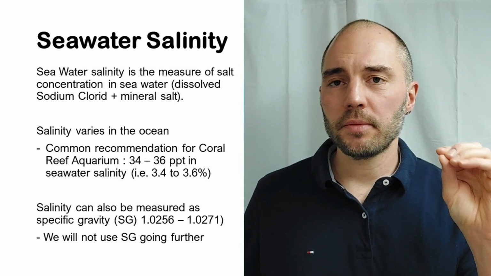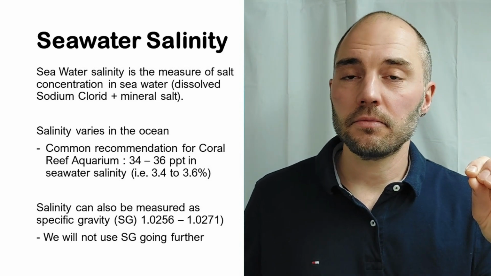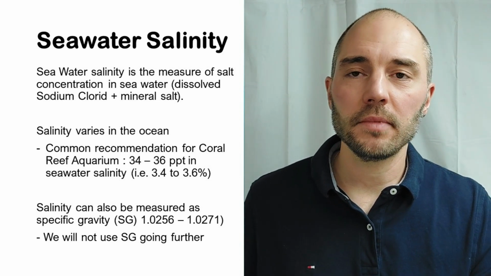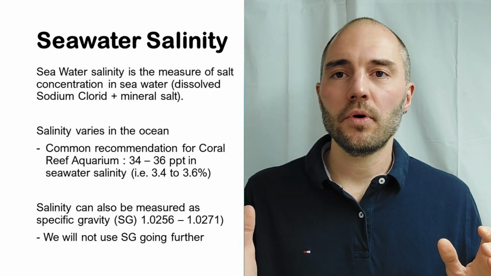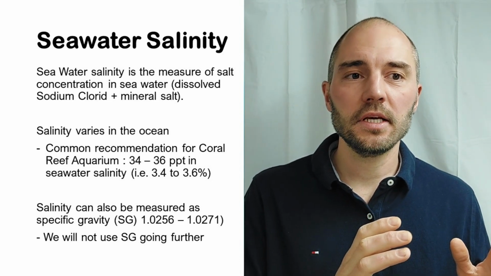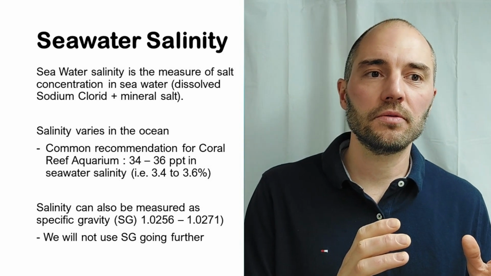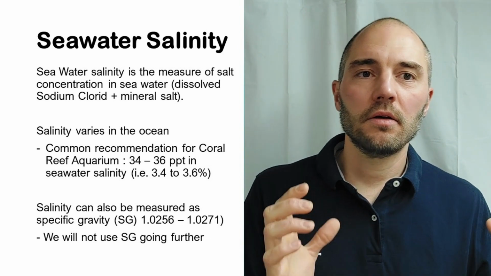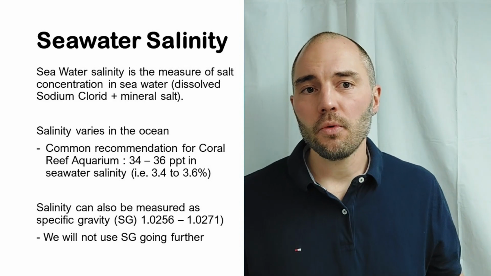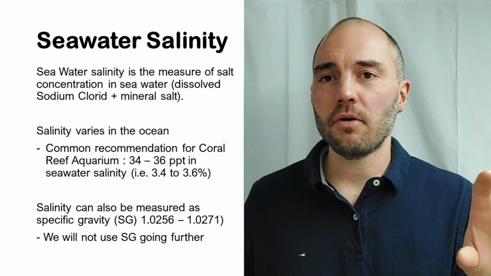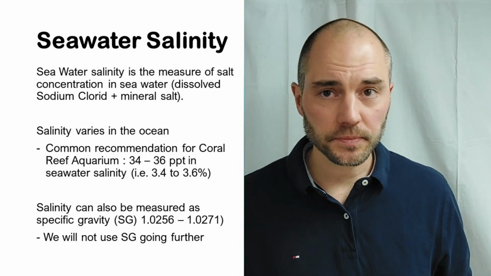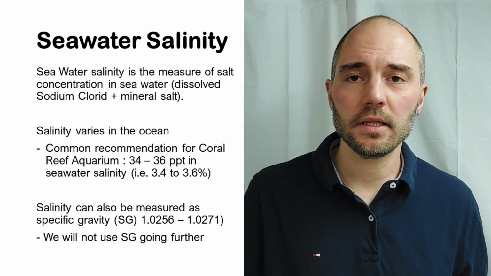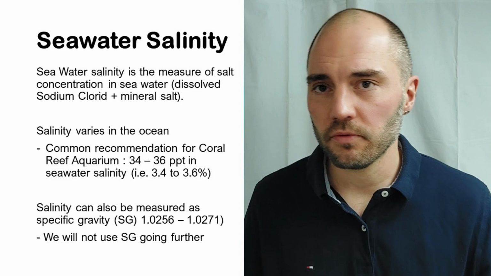Salinity can also be measured in something which is called specific gravity, SG, and the range would then be 1.0256 to 1.0271 for this range. Now, we will not use specific gravity going further because I see a lot of benefits using PPT, and you will see as well in later phases when we start mixing salt, for instance.